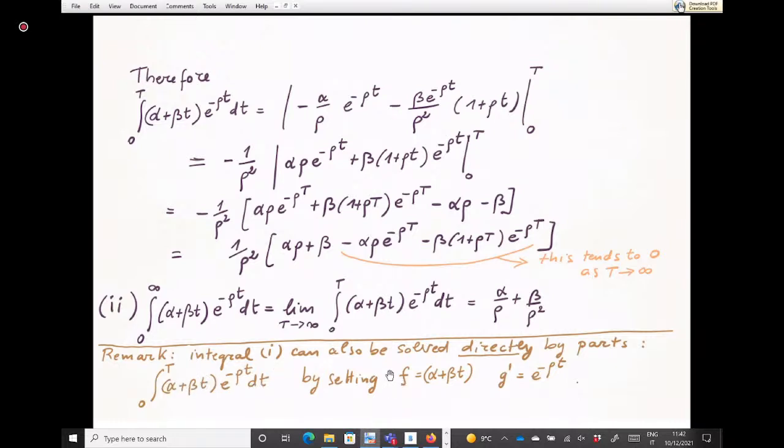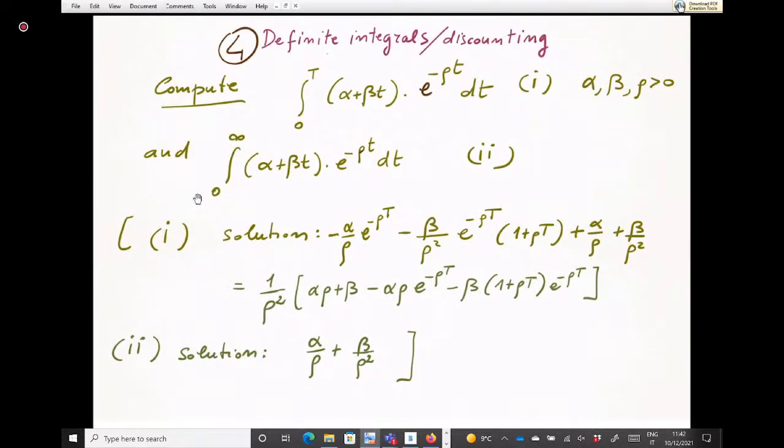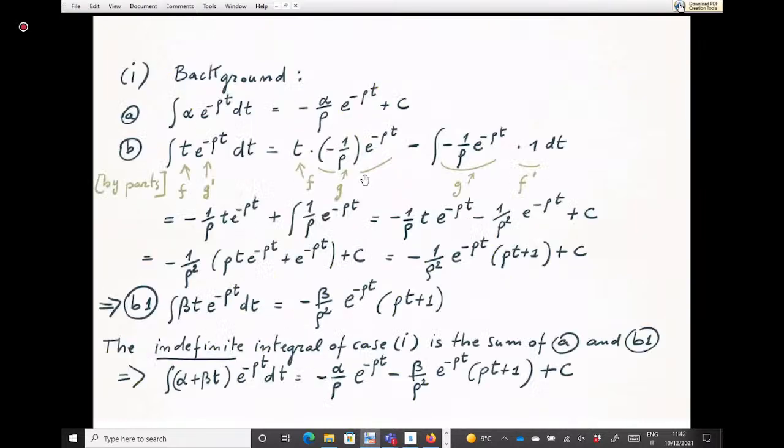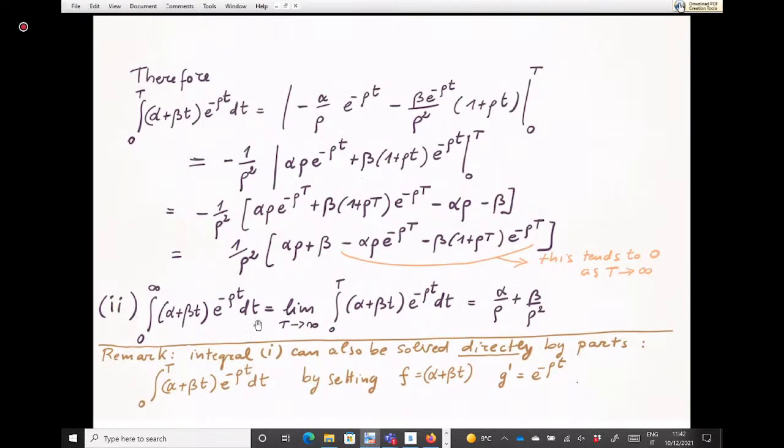By setting this as your f and the exponential factor as your g prime, because another way to solve it is to split the integral in two integrals. One is an exponential minus rho t, and the other one is bt times the exponential minus rho t. Okay? It might seem easier to split the integral, but I think it's much easier to solve it directly by parts. Okay?